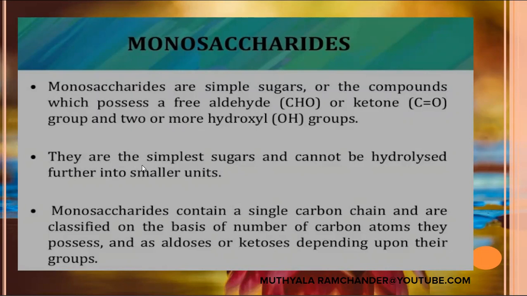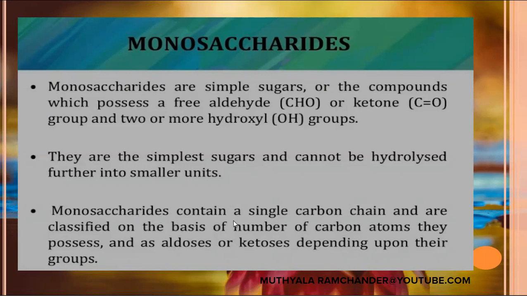They are the simplest sugars and cannot be hydrolyzed further into smaller units, because these are the small units of carbohydrates. Monosaccharides means they contain only a single saccharide. They are also called simple sugar molecules. The simple sugar molecules contain a free aldehyde group or ketone group, including two or more hydroxyl groups.